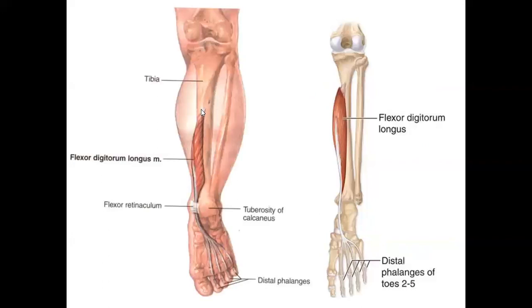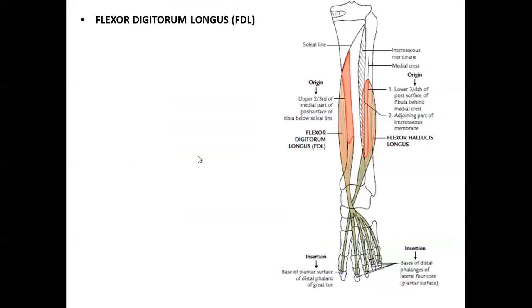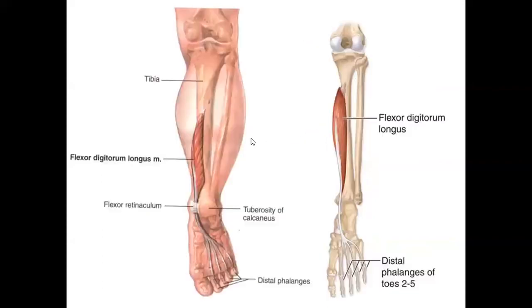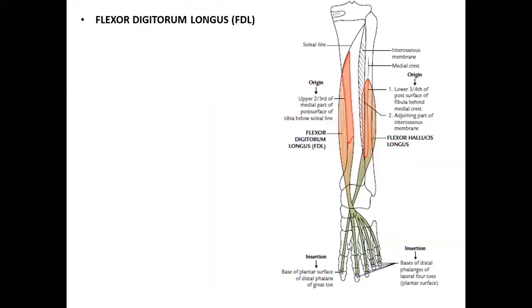Soleal line के नीचे जो shaft है उसको medial और lateral parts में divide करते हैं. Posterior surface से medial 2/3 से ये आता है. मतलब मीडियल के अपर 2/3 से ये आता है, नीचे जाता है फ्लेक्सर रेटिकुलम के डीप, जो कि मैंने आप लोगों को दिखाया, ठीक है? उसके बाद ये जाता है, सब डिवाइड करता है 4 टेंडन्स में, 4 टेंडन जाते हैं और ये डिस्टल फैलेंक्स ऑफ सेकंड टू फिफ्थ रो यानी लेटरल फोरटोज में चला जाता है, ठीक है? काम क्या होगा? जब ये कॉन्ट्रैक्ट करेगा, ये प्लांटर फ्लेक्शन ऑफ दीज टोज करेगा, प्लांटर फ्लेक्शन ऑफ एंकल जॉइंट करेगा, ठीक है? और मीडियल लॉन्गिट्यूडनल आर्च को मेंटेन करेगा.